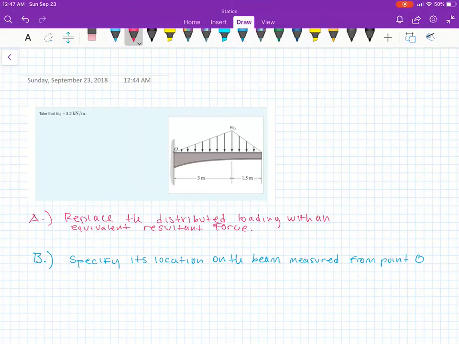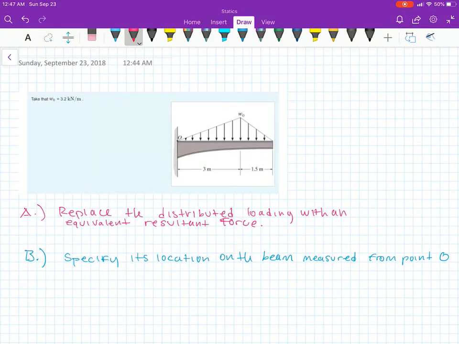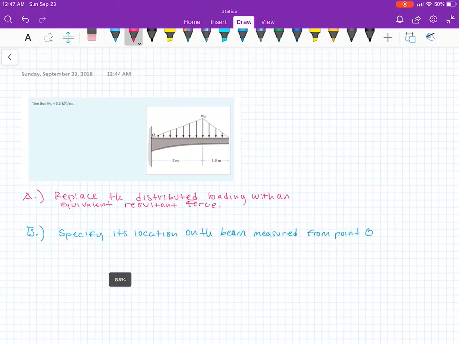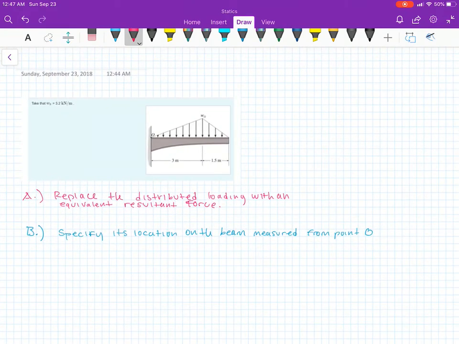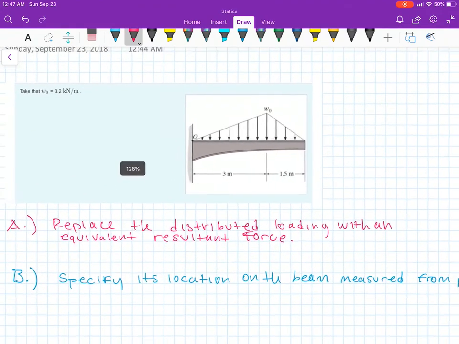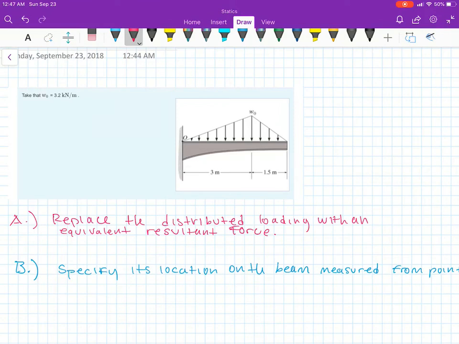Alright guys, so here it says replace the distributed loading with an equivalent resultant force for part A. And then for part B we have specify its location on the beam measured from point O. Okay, let's get started. Here we're given that W naught is equal to 3.2 kilonewton per meter.